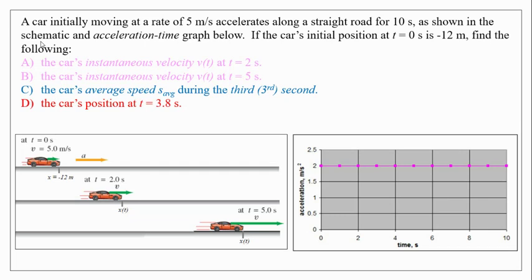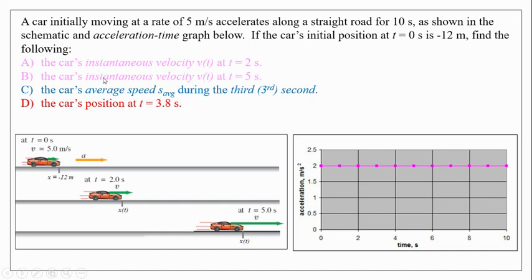Okay, so here's an example of a kinematics problem that involves an acceleration versus time graph. Alright, so here we have a car initially moving at a rate of 5 meters per second. It accelerates along a straight road for 10 seconds, as shown in the schematic, and the acceleration time graph shown below. It says if the car's initial position at time equal to 0 is negative 12 meters, find the following. Part A asks us to find the instantaneous velocity.